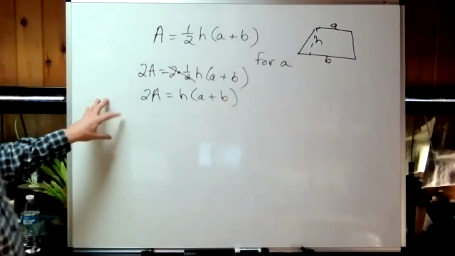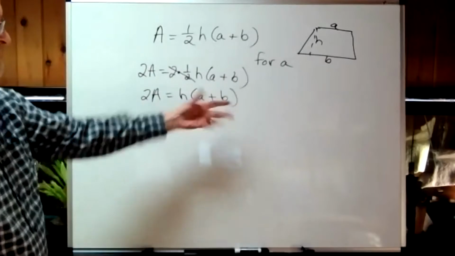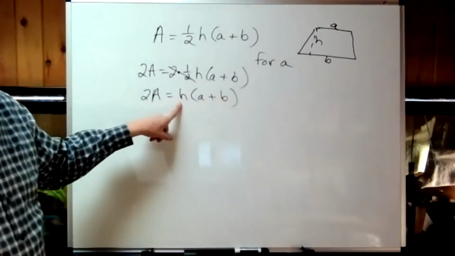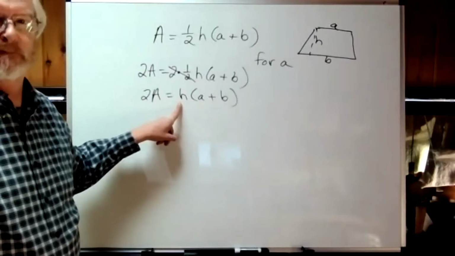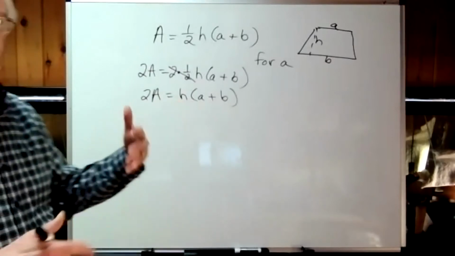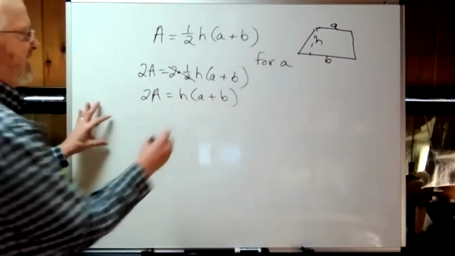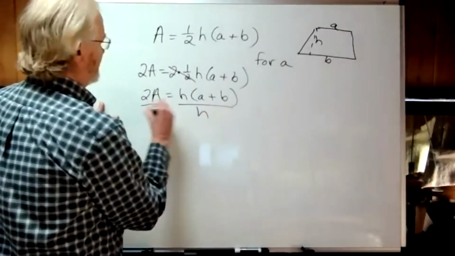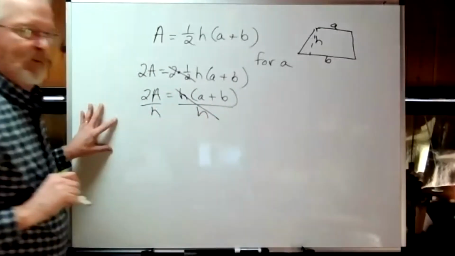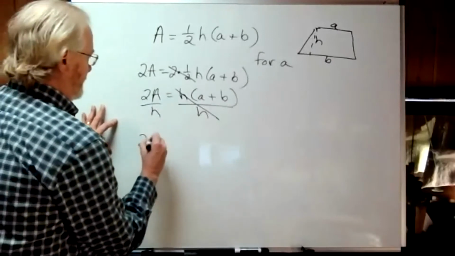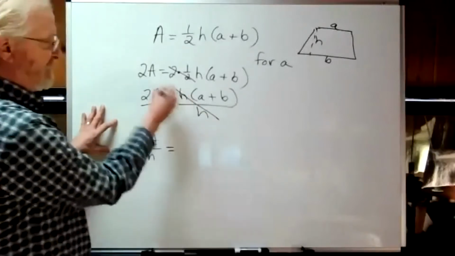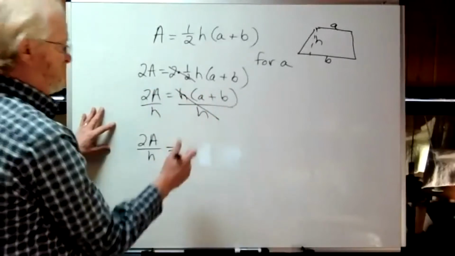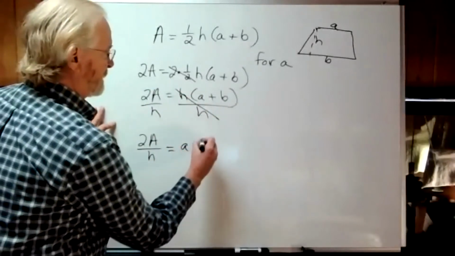Now, if I'm really still just trying to get rid of those things that were outside the parentheses, how do I get rid of multiplying by h? How do I undo multiplying by h? Divide by h. Divide both sides by the h. And I'm just going to continue here like that. And they go away. Now I don't have anything multiplying this quantity, so I don't need the parentheses anymore.